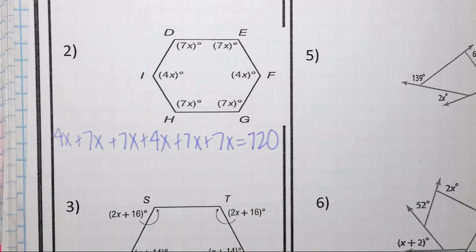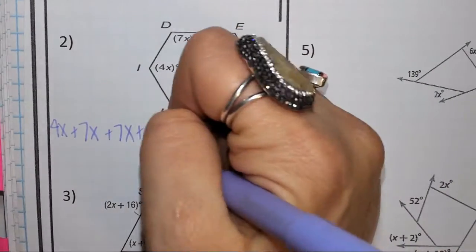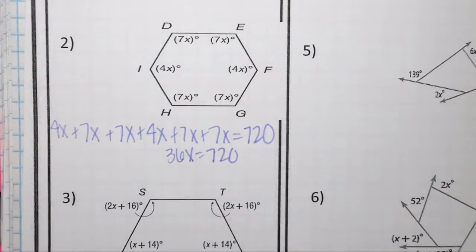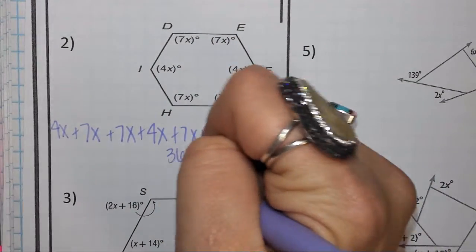Does everybody see how we got 720? We just flip back to our chart. Alright, now add those up. What do you get when you add up all of those x's? 36. And then what do you do? And what does x equal? 20.